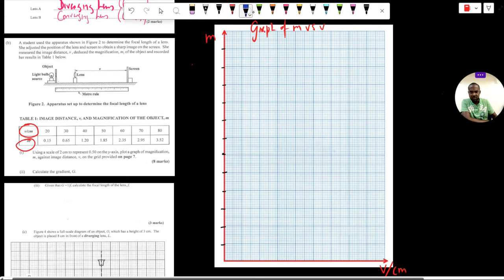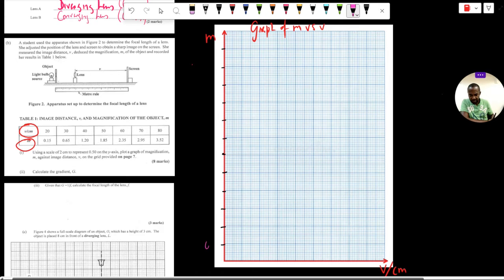All right, so let's see what this goes up to. It starts at zero. 2 cm represents 0.50 on the y-axis, so this will be 0.50. Just like so, 0.50 is a different color. This one is not so clear.